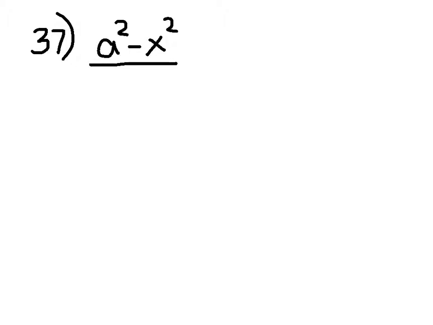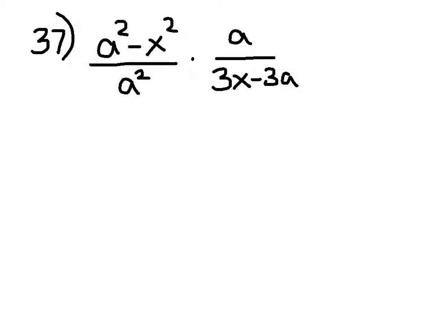The problem that was requested was number 37. So on 37, the directions say again to simplify. So I have a squared minus x squared over a squared. So it's a binomial divided by a monomial times a all over 3x minus 3a. So it's a monomial over a binomial.